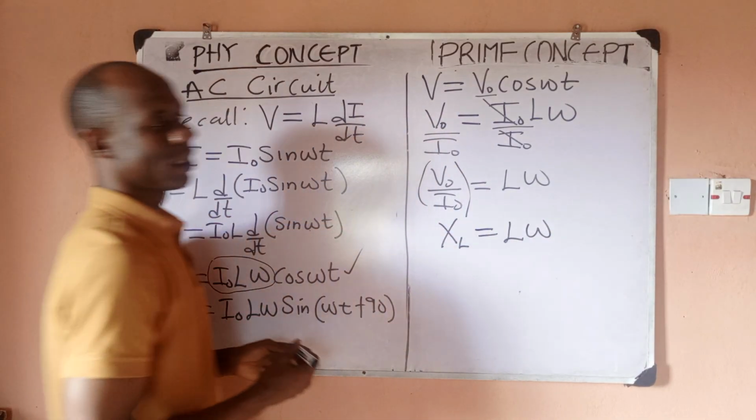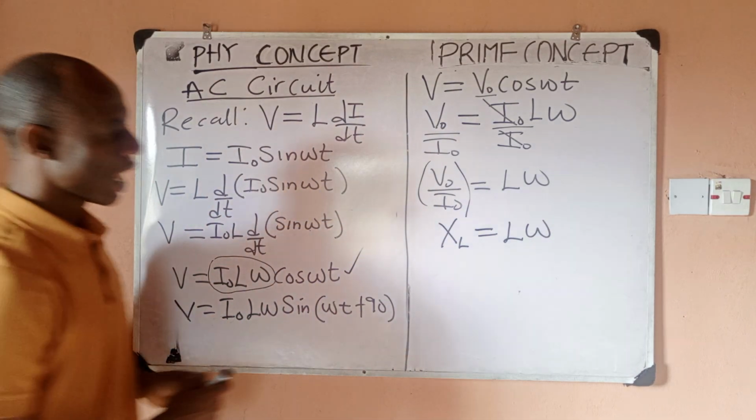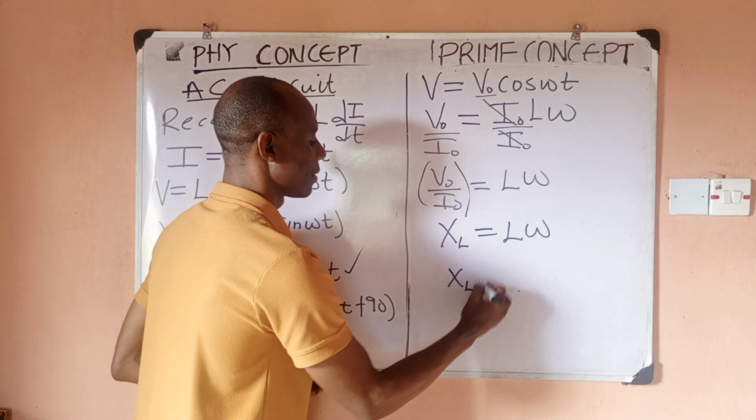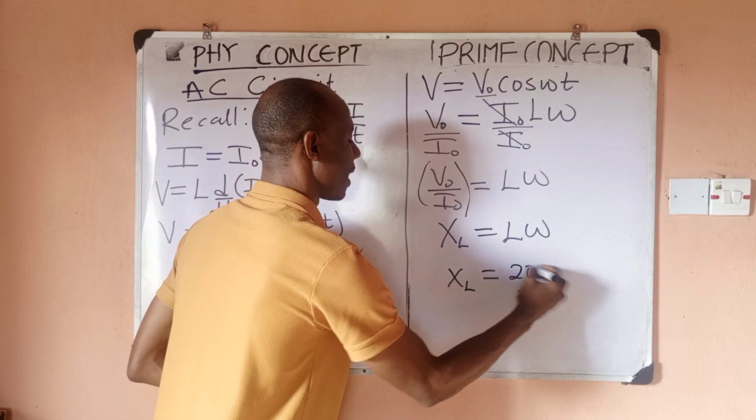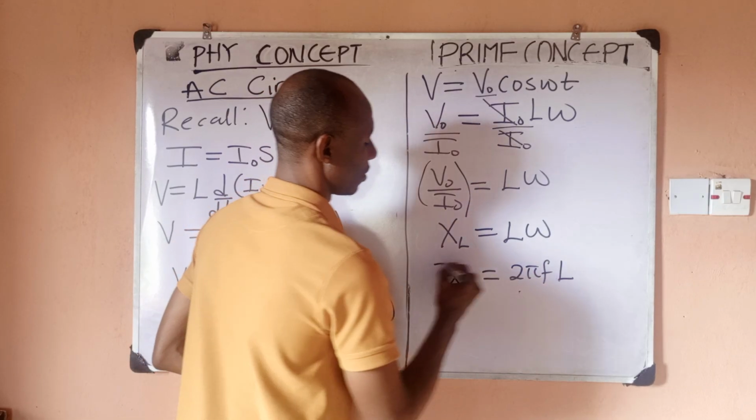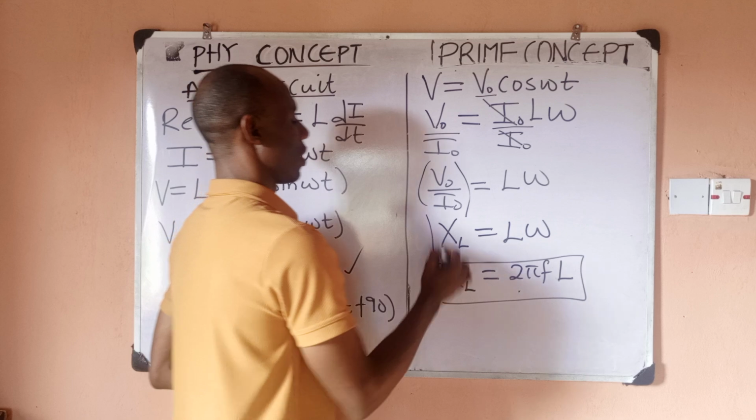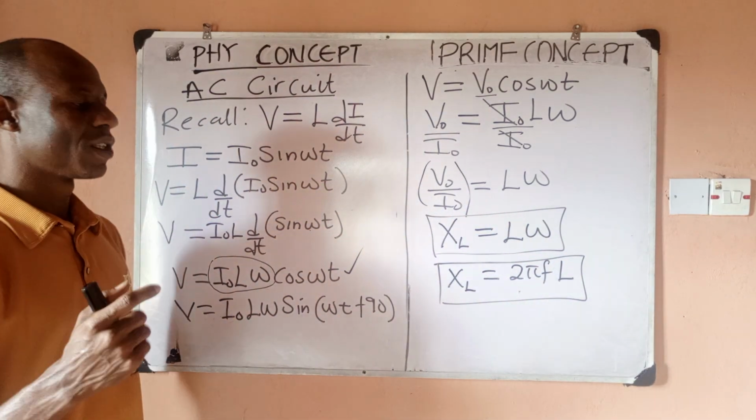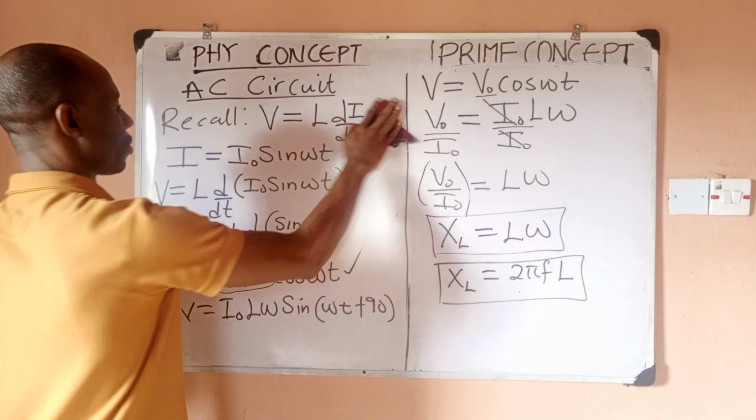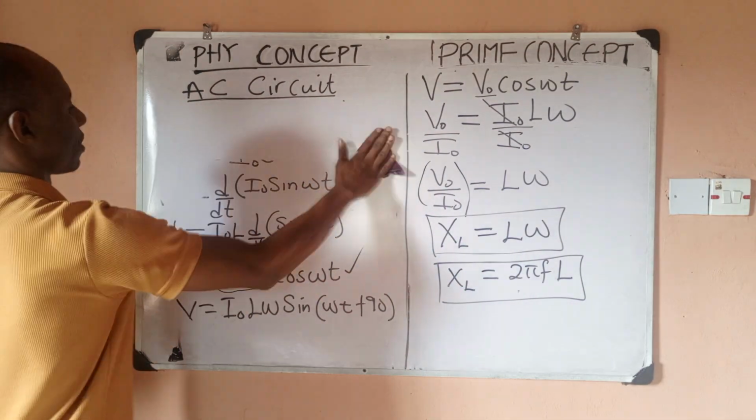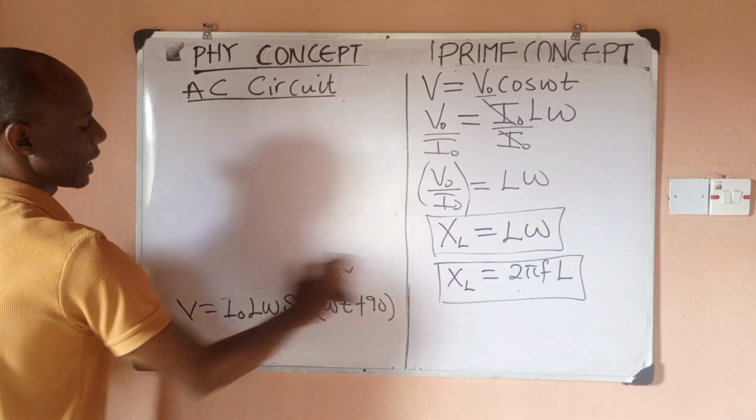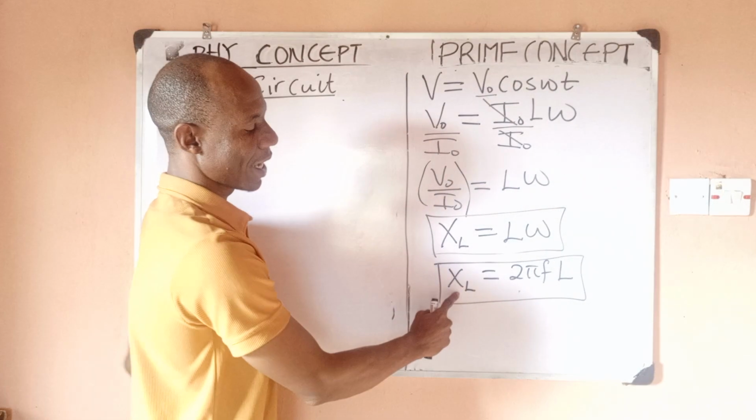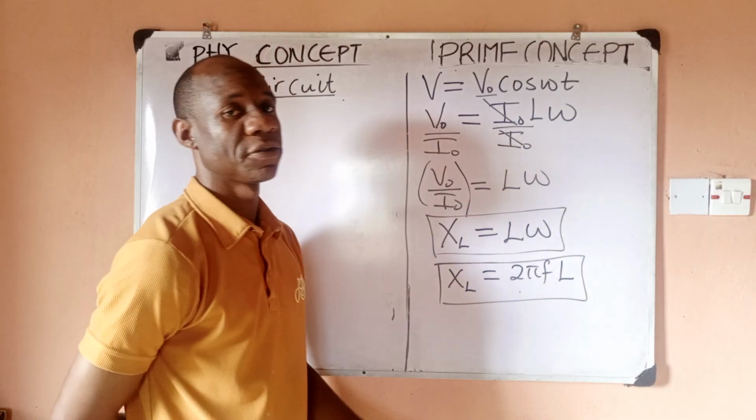Which is now equal to L omega, right? Yes. And you still know that omega is 2 pi f. So I can still say that XL is equal to 2 pi fL. So it's either I use this relationship or I use this one, depending on what I'm given in a particular question. Now, just like we mentioned for capacitors, you can see from our final relationship that the inductive reactance is directly proportional to the frequency.